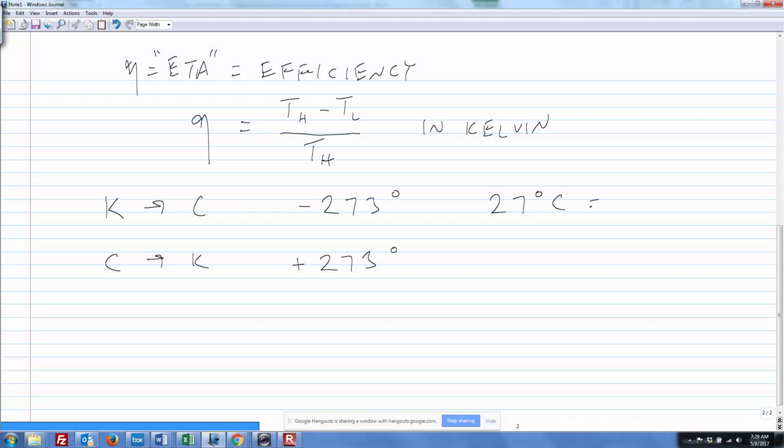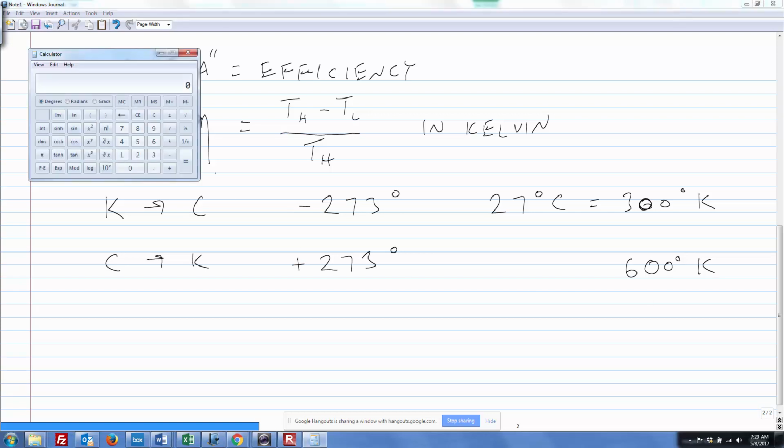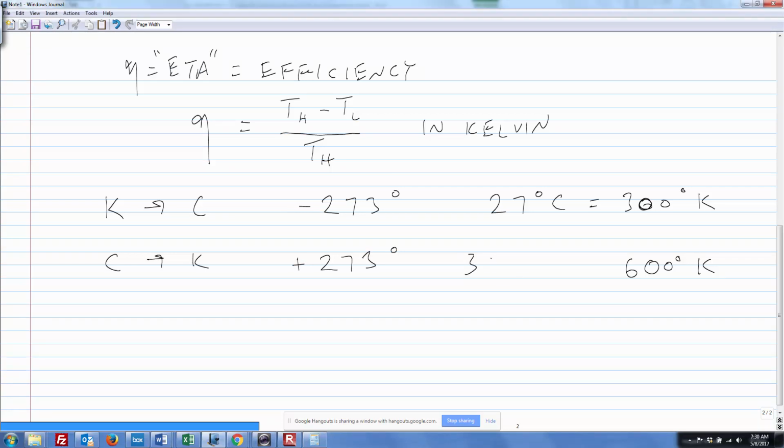Okay, so let's say we're at 27 degrees Celsius. That equals 300 degrees Kelvin. Now, if we're going to burn something, what I want to get to is 600 degrees Kelvin. Let's see what that is in Celsius. 600 minus 273 equals 327 degrees Celsius. So this is our low temperature, and this is our high temperature.